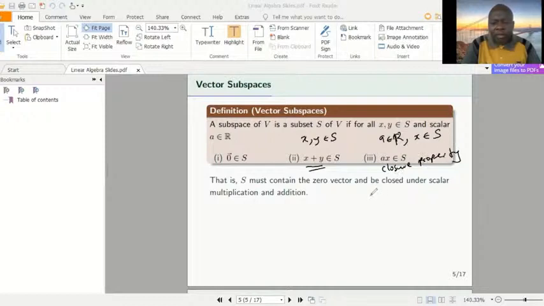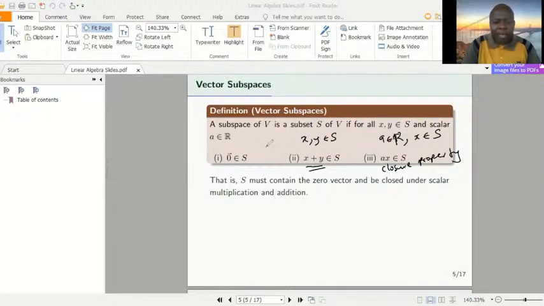S must be closed. Now, a vector subspace is just a vector space. So that means you may want to do it by showing that it fulfills all the 10 axioms we had when we were beginning. The 10 axioms fulfilled by a vector space must be fulfilled by a subspace.